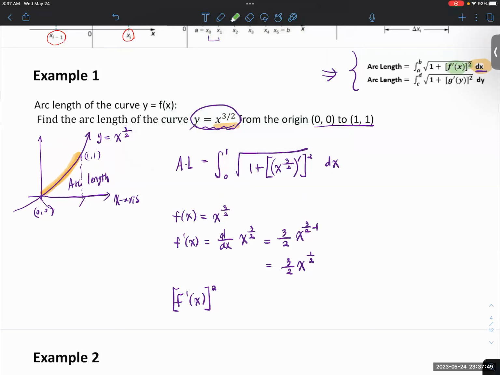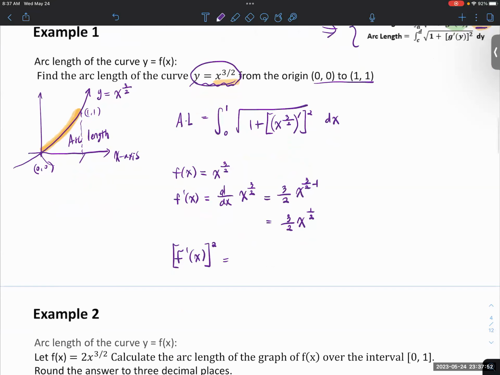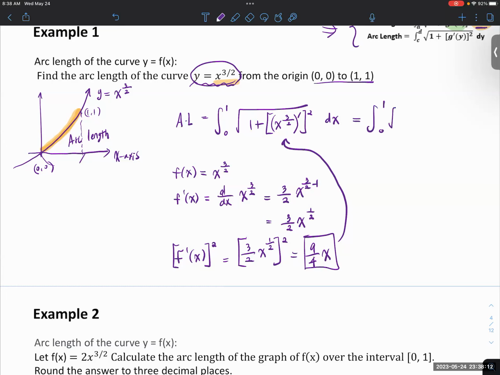So this is what I'm working on. Take the derivative and you're going to do the second power. So it is going to be 3 over 2, x to the 1 over 2, to the second power. So that would be 9 over 4, x, since the 2 cancels. So 9 over 4 x will be this part, correct? So let me rewrite it. From 0 to 1, radical of 1 plus 9 over 4 x, and then dx. Are you following? So we just work on this one with the second power, f prime of x, and then you take the second power after the differentiation.